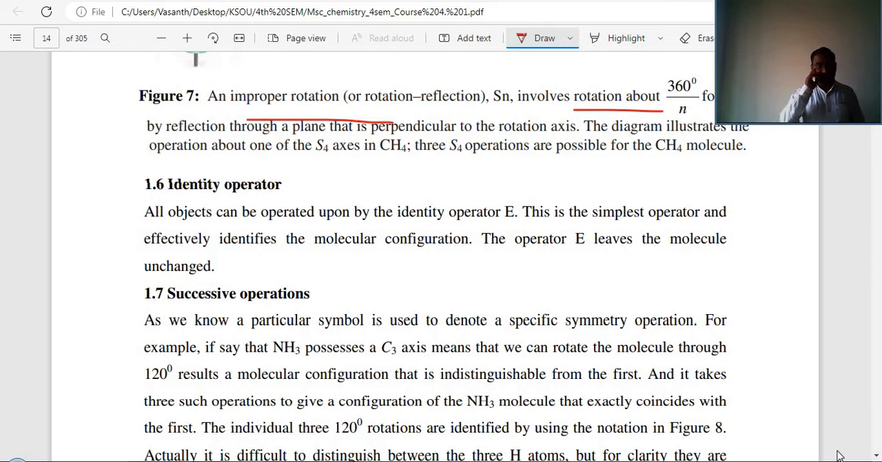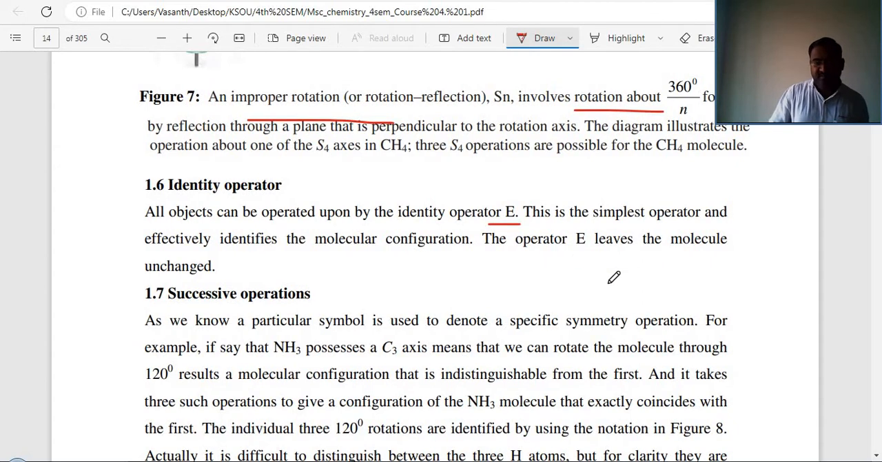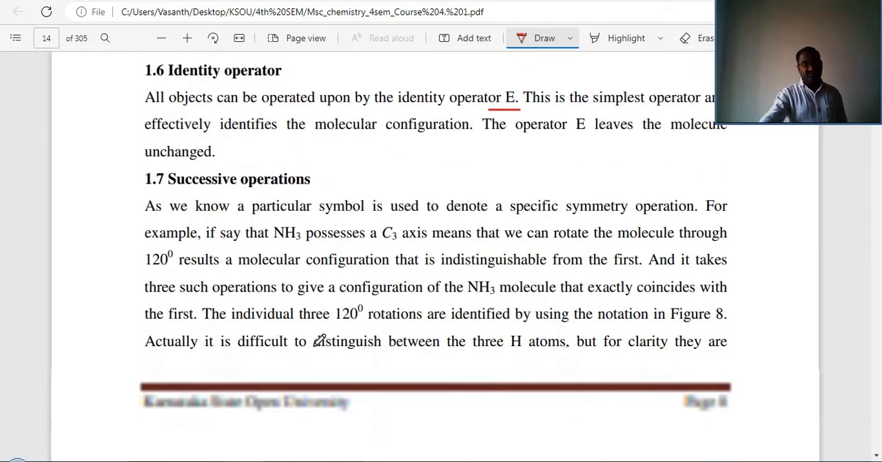Identity operator. The identity operator is denoted by the symbol capital E. This is the simplest operator and effectively identifies the molecular configuration. The operator E leaves the molecule unchanged.